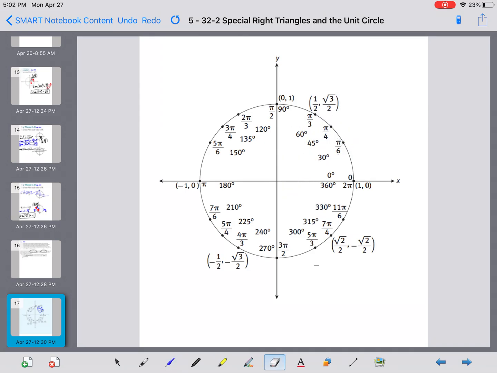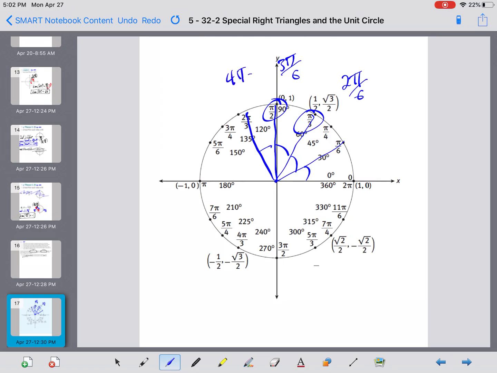Okay, so let's talk about the pi over 6's here, right? If I increase by pi over 6, pi over 6 plus another pi over 6 is 2 pi over 6, and that reduces to pi over 3. If I add another pi over 6, that's 3 pi over 6. That reduces to pi over 2. You can keep going with this pattern, right? Another pi over 6 gives me 4 pi over 6. Then 5 pi over 6. And then another pi over 6 is 6 pi over 6.